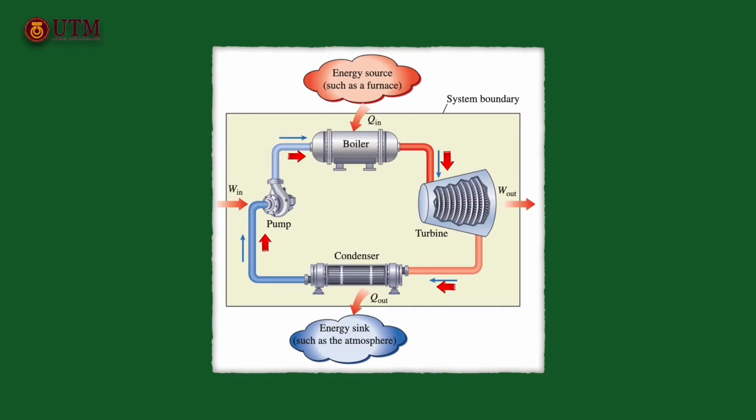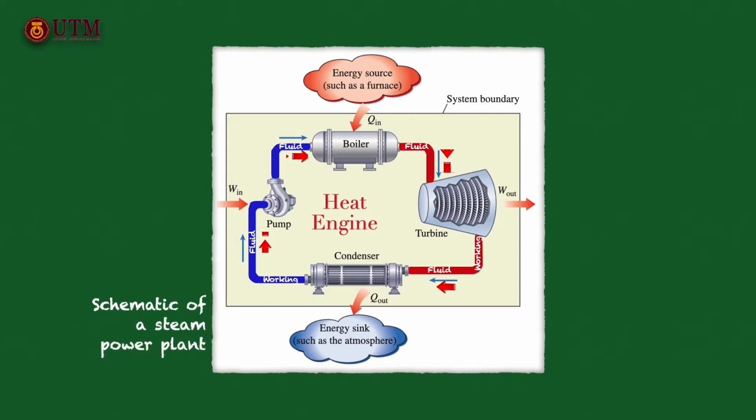Heat engines and other cyclic devices usually involve a fluid and heat transfer while undergoing a cycle. This fluid is called the working fluid. The work-producing device that best fits into the definition of a heat engine is the steam power plant. The schematic of a basic steam power plant is shown in the illustration.